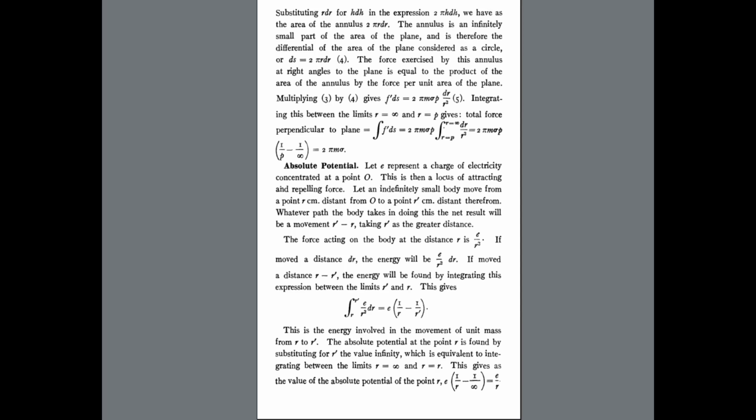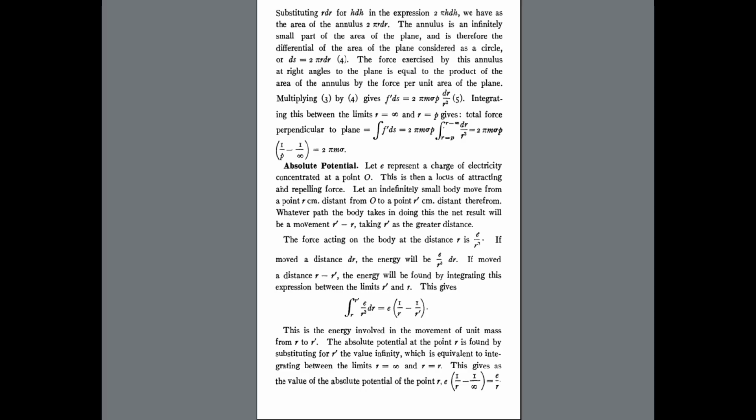Whatever path is followed in making this journey, Sloane says that the net radial displacement is represented by the difference between the two distances. The force acting upon the test body at distance r is E divided by r squared. Now suppose the body is moved through an infinitesimally small distance, dr. The infinitesimal work or energy associated with that movement is the force multiplied by the infinitesimal displacement. Thus the infinitesimal energy is E divided by r squared multiplied by dr.